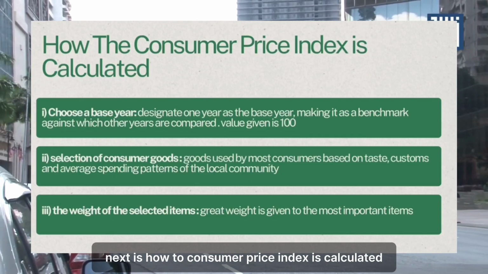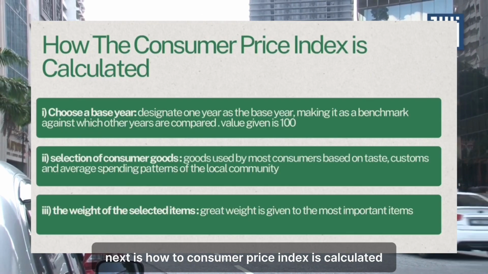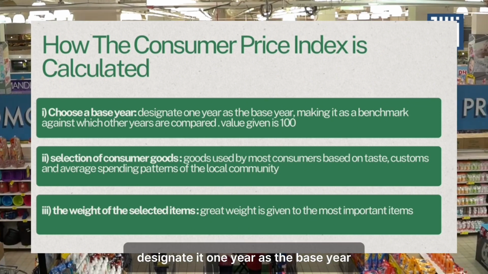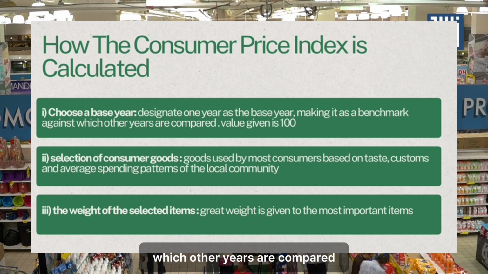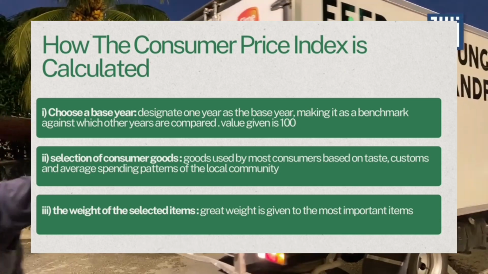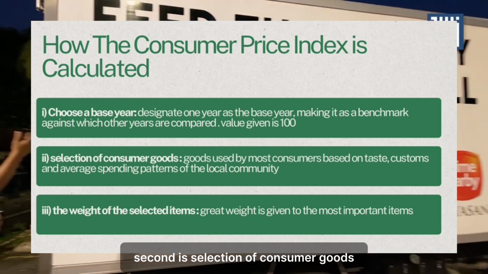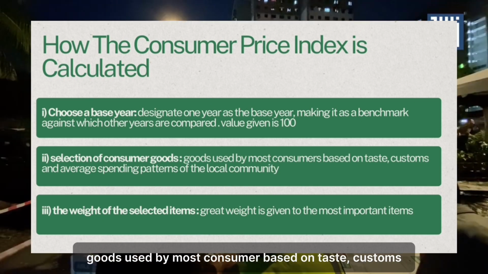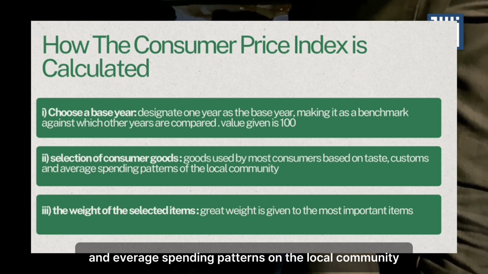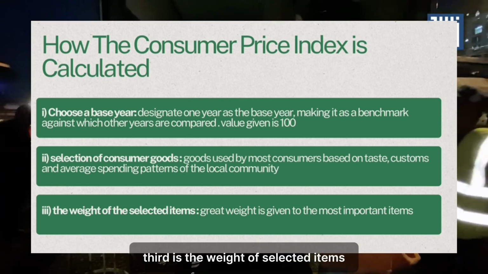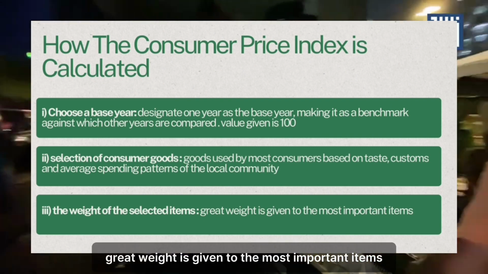Next is how the consumer price index is calculated. First, choose a base year. Designate 1 year as the base year, making it a benchmark against which other years are compared. Value given is 100. Second is selection of consumer goods. Goods used by most consumers based on taste, custom, and average spending pattern in the local community. Third is the weight of selected items. Great weight is given to the most important item.